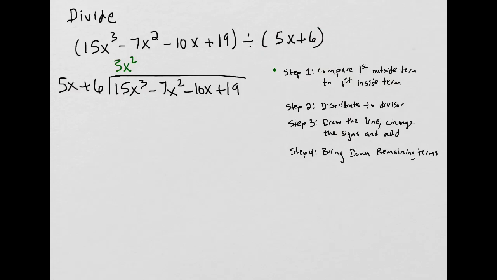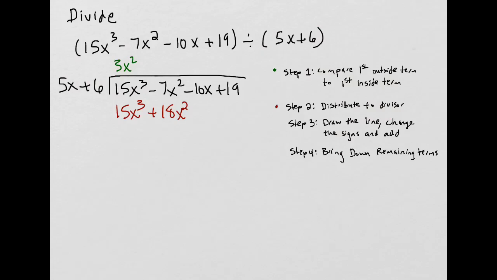The second step then is I want to distribute to the divisor. So I'm going to do this step in red. What I mean by distribute is I want to take this guy that I just came up with and I want to multiply him to both terms in my divisor. So 3x squared times 5x is 15x to the third. 3x squared times 6 is 18x squared.